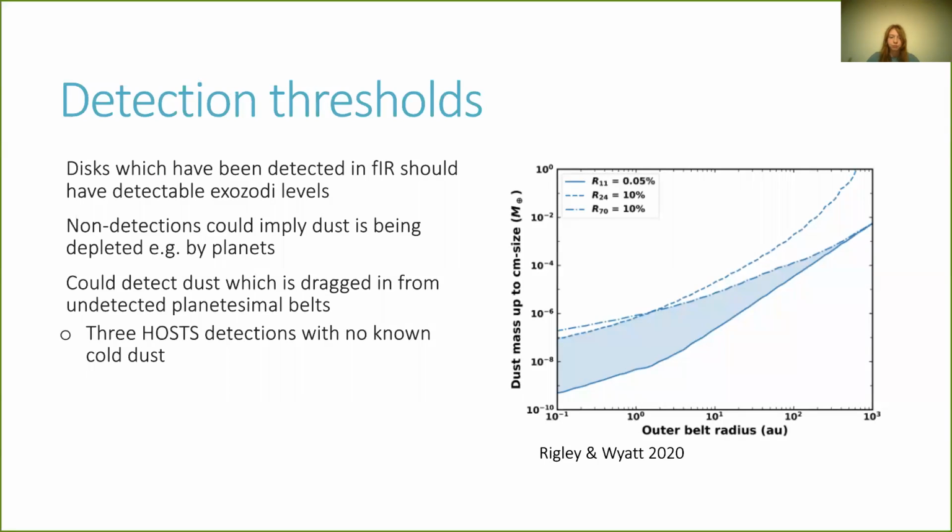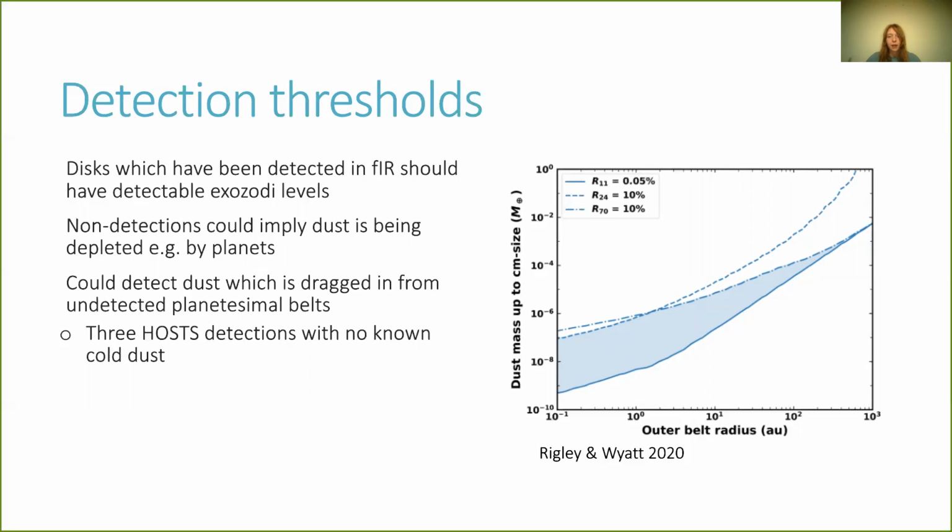So what this is telling us is if we've detected a debris disk, we should also see detectable levels of exozodiacal dust. So if we don't detect exozodiacal dust around such a star, it could be that there's a planet in the intermediate regions between the habitable zone and the planetesimal belt, which is accreting dust before it can reach the habitable zone.